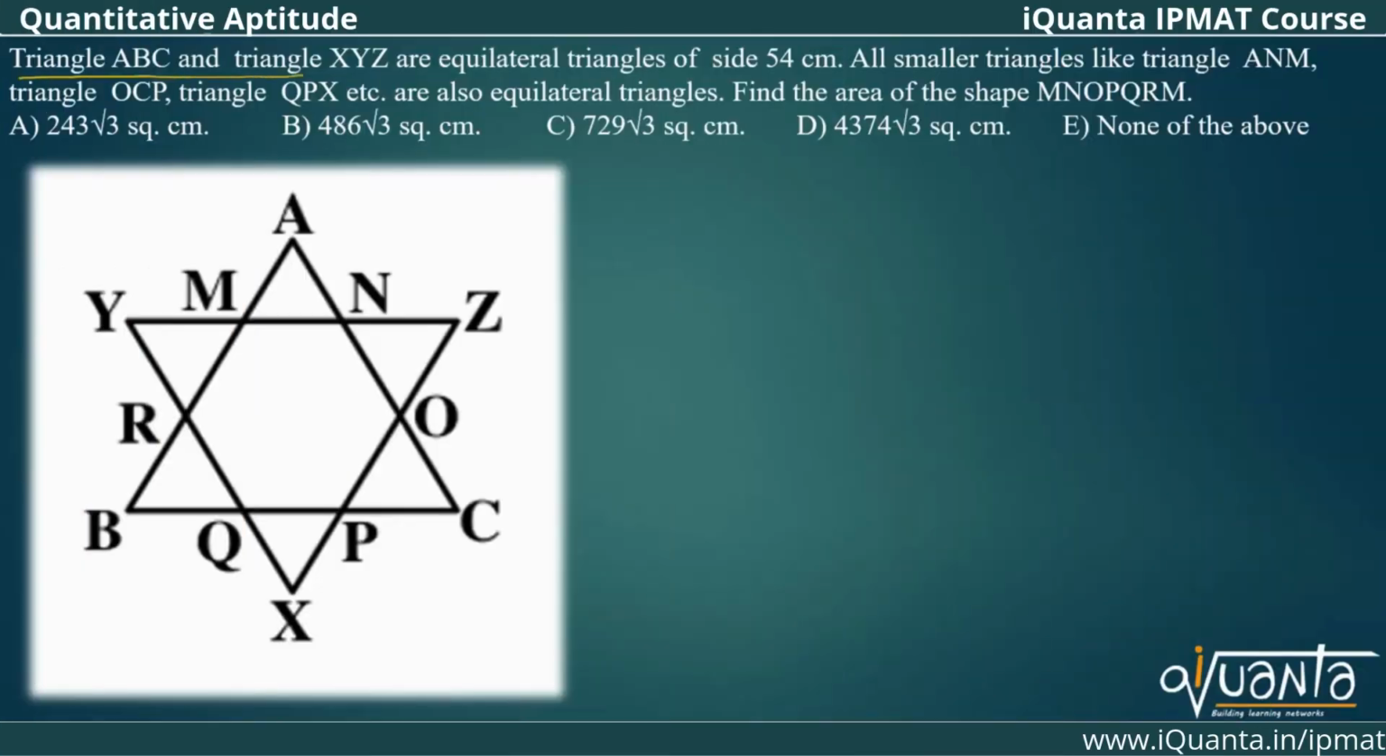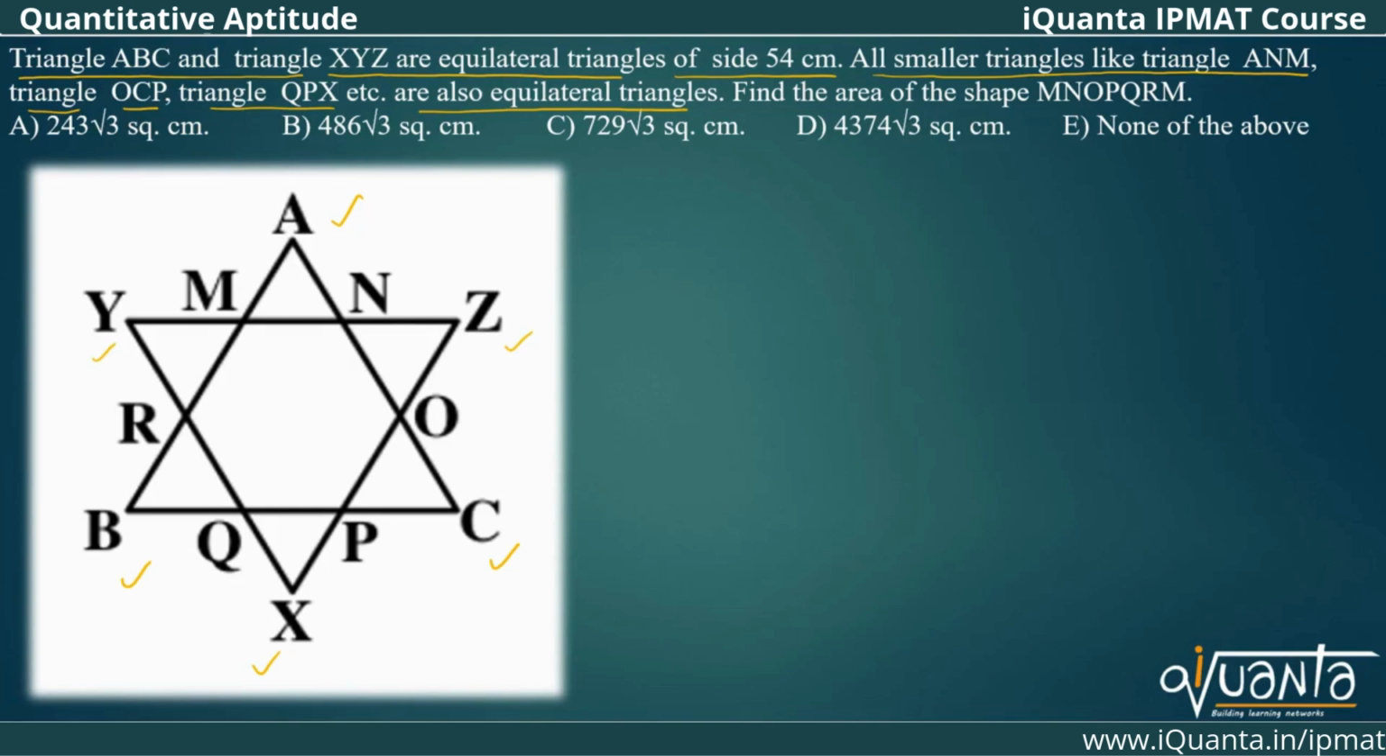Triangle ABC and triangle XYZ are equilateral triangles of side 54 cm. All smaller triangles like triangle ANM, triangle OCP, triangle QPX, etc. are also equilateral triangles. So we have two big triangles over here. One of them is triangle ABC and the other is XYZ. So these two big triangles, they have side of 54 centimeter.